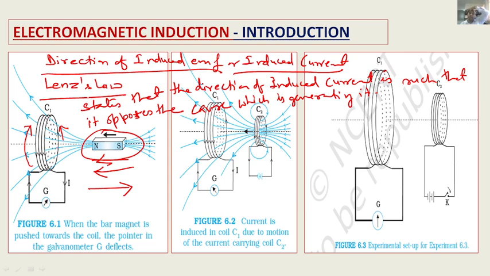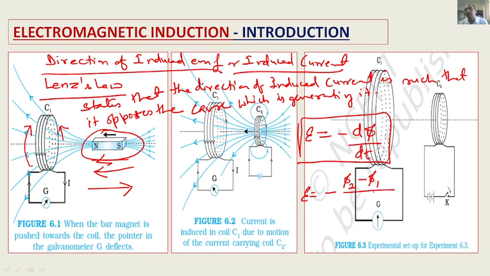Due to its opposition, Lenz brought that the induced current will oppose the cause which is trying to generate it, and due to which that induced EMF will become negative, that is minus d phi by dt. So minus (phi 2 minus phi 1) by (t2 minus t1).